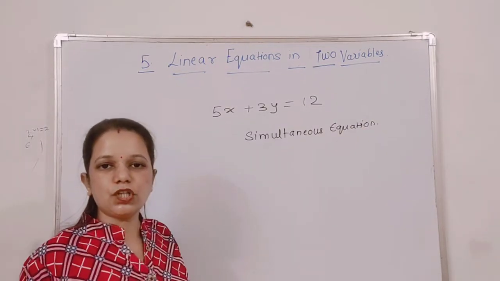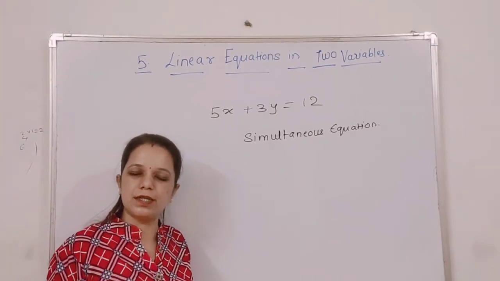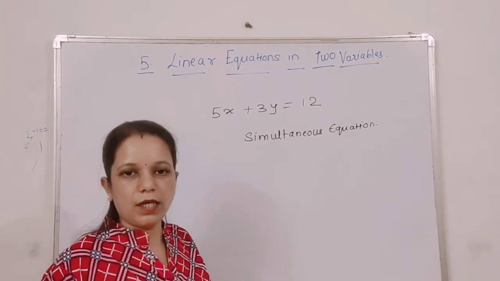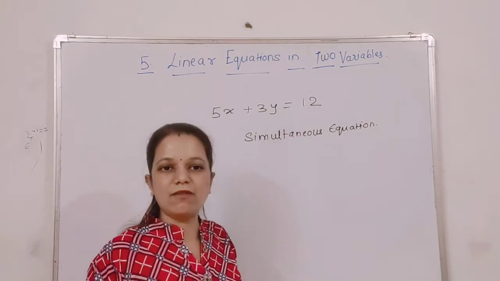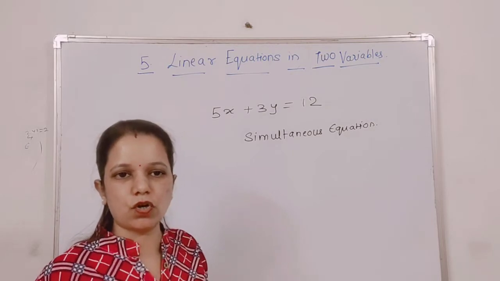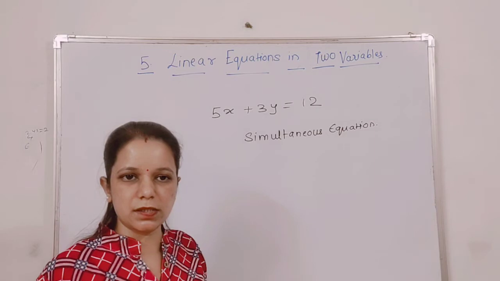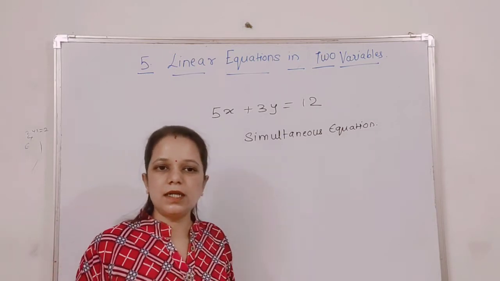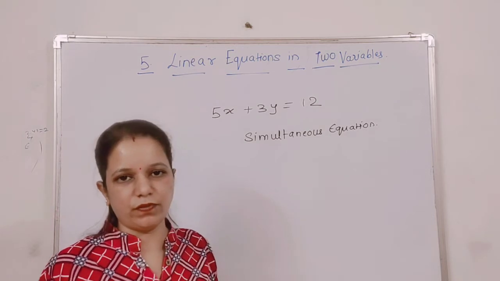So the definition of linear equation or simultaneous equation is: equation with two variables having degree 1. Such kind of equation is called a linear equation in two variables. Now, there is a definite procedure to solve these types of equations.